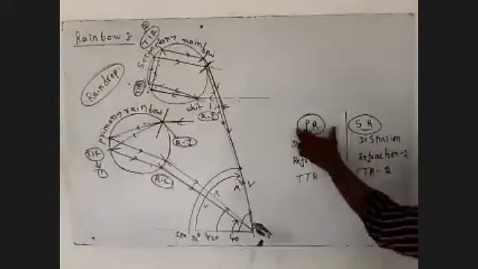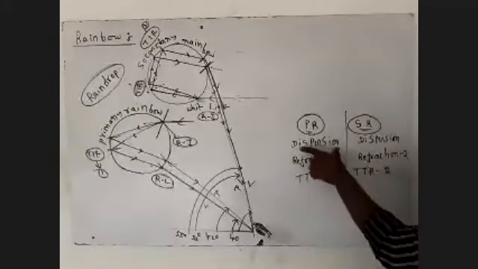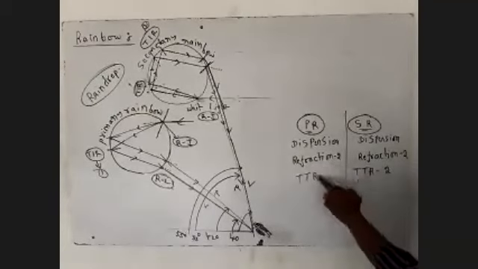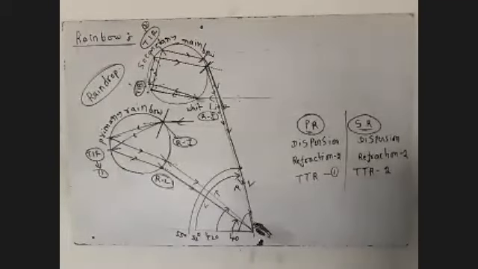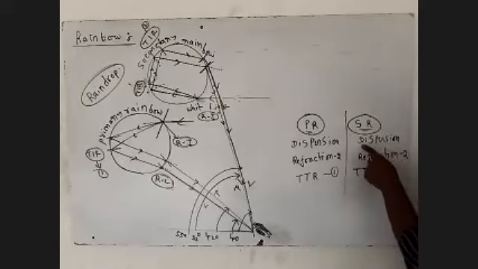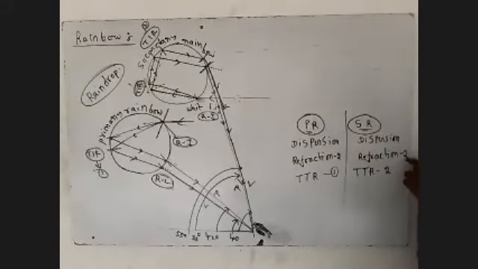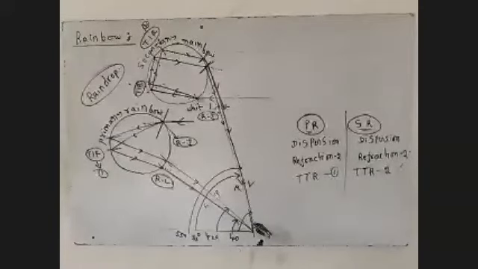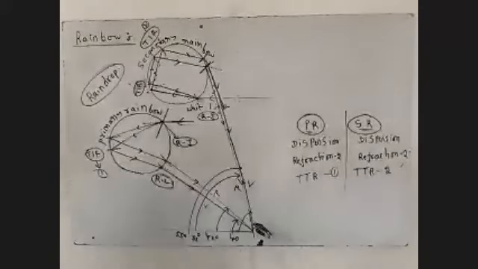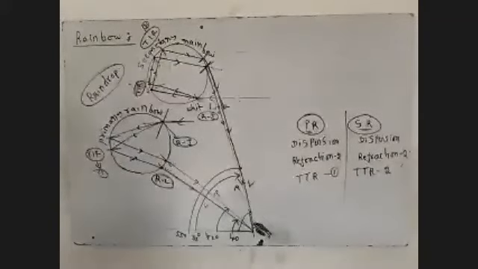In the primary rainbow, dispersion takes place, there are 2 refractions and 1 total internal reflection. In the secondary rainbow, dispersion, 2 refractions, and 2 total internal reflections. Okay, you are seeing the primary and secondary rainbow.